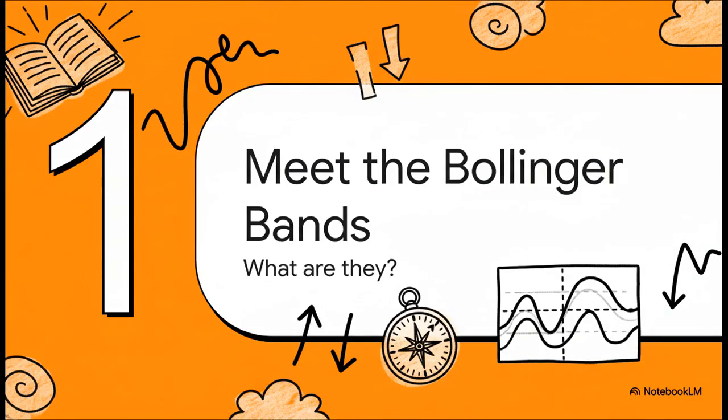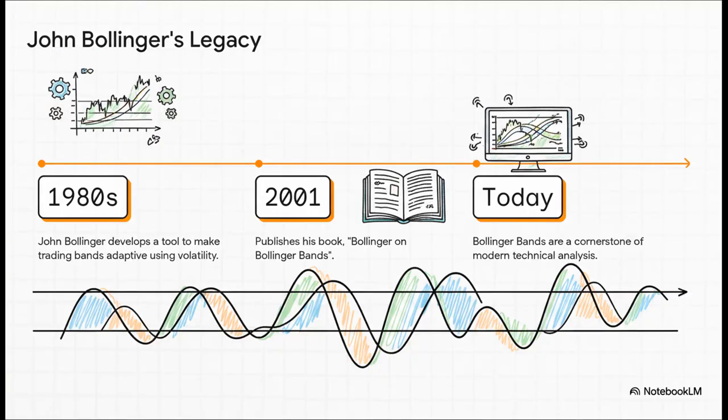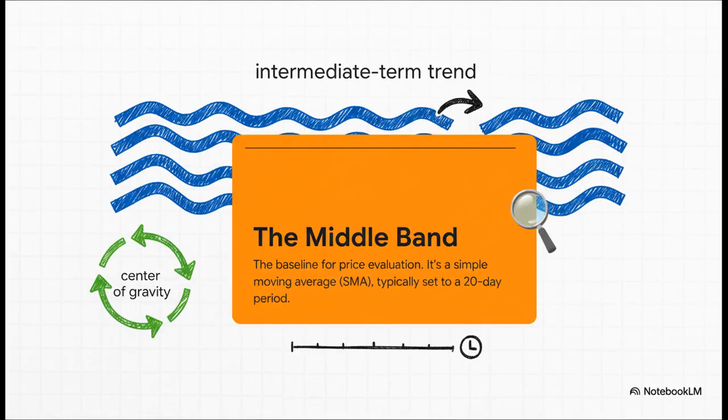Okay, so first things first, what in the world are Bollinger Bands? To really get it, I think it helps to go back to the very beginning and meet the person who came up with them. So this all got started back in the early 1980s with a financial analyst named John Bollinger. See, he was looking for a more dynamic, more adaptive way to look at the markets. And the tool he came up with? It became so essential that today, you'll find it as a standard feature on pretty much every single trading platform out there.